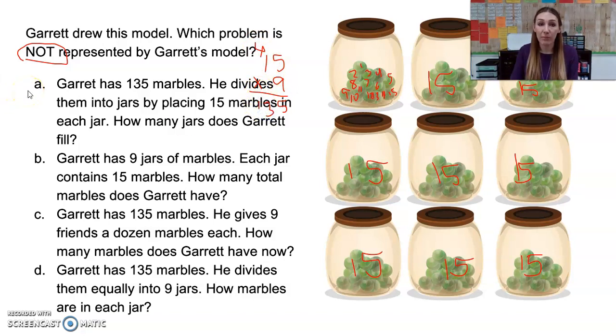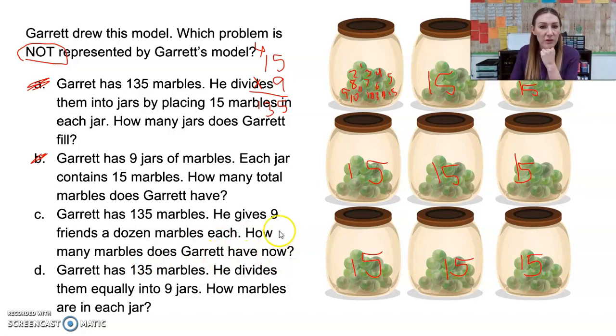So it looks like A may work, so we're going to eliminate that answer choice because we're looking for something that does not work. B, Garrett has 9 jars of marbles. Yes. Each jar contains 15 marbles. Yes. How many total marbles does Garrett have? Well, we just worked that, so that one is going to work, so we're going to eliminate it. Garrett has 135 marbles. Yes. He gives 9 friends a dozen marbles each. How many marbles does Garrett have now?